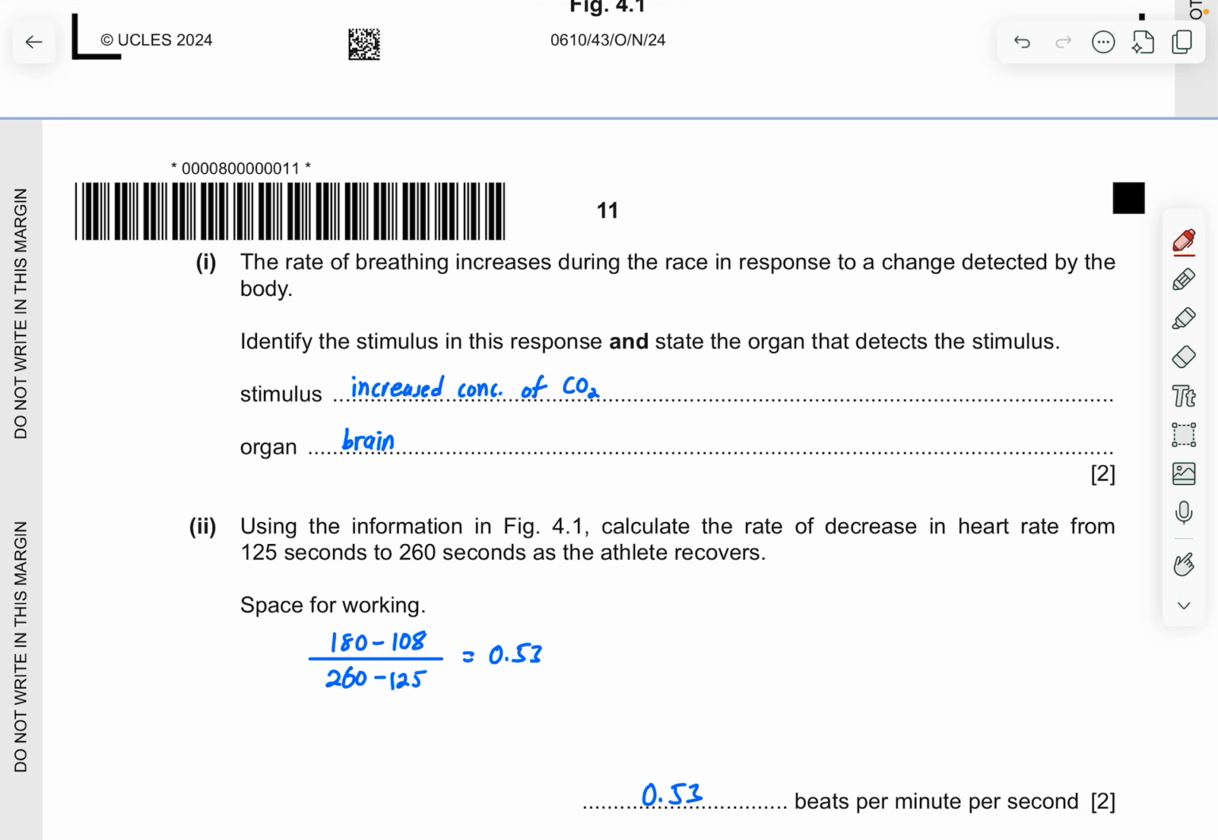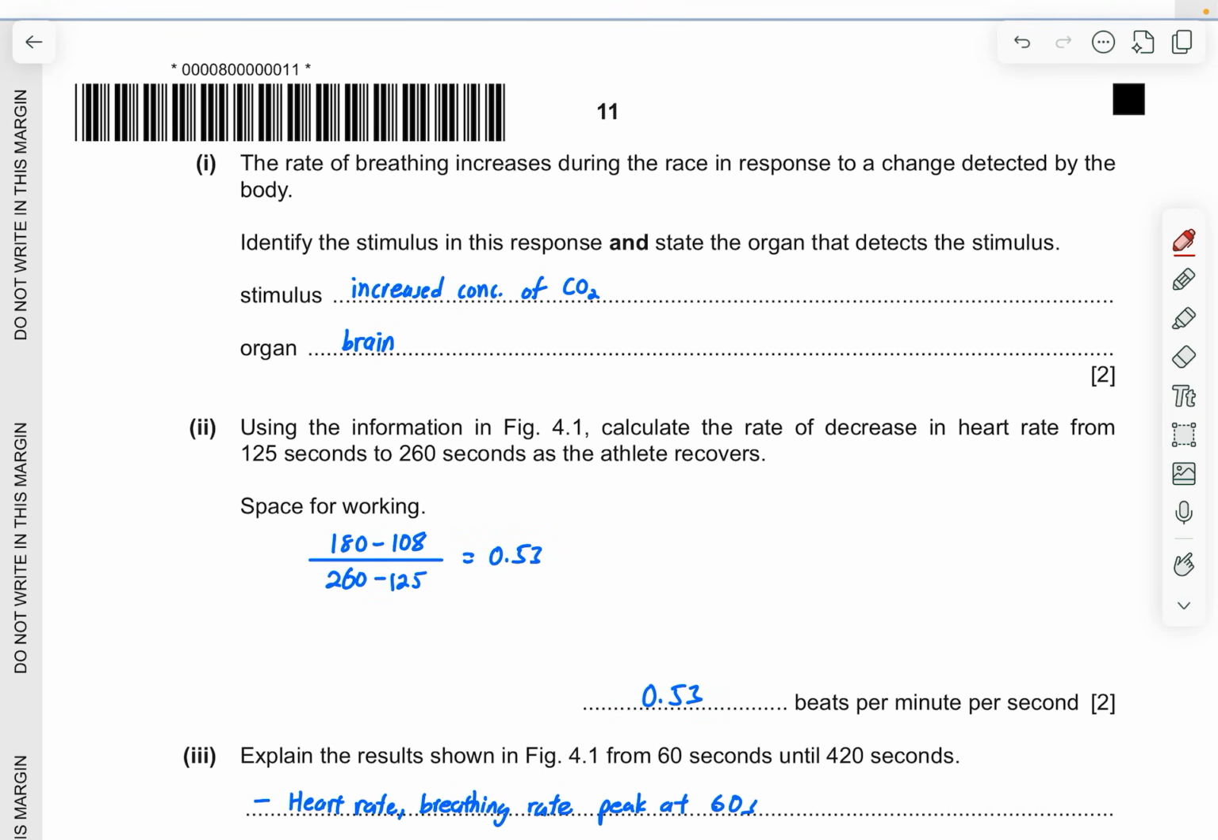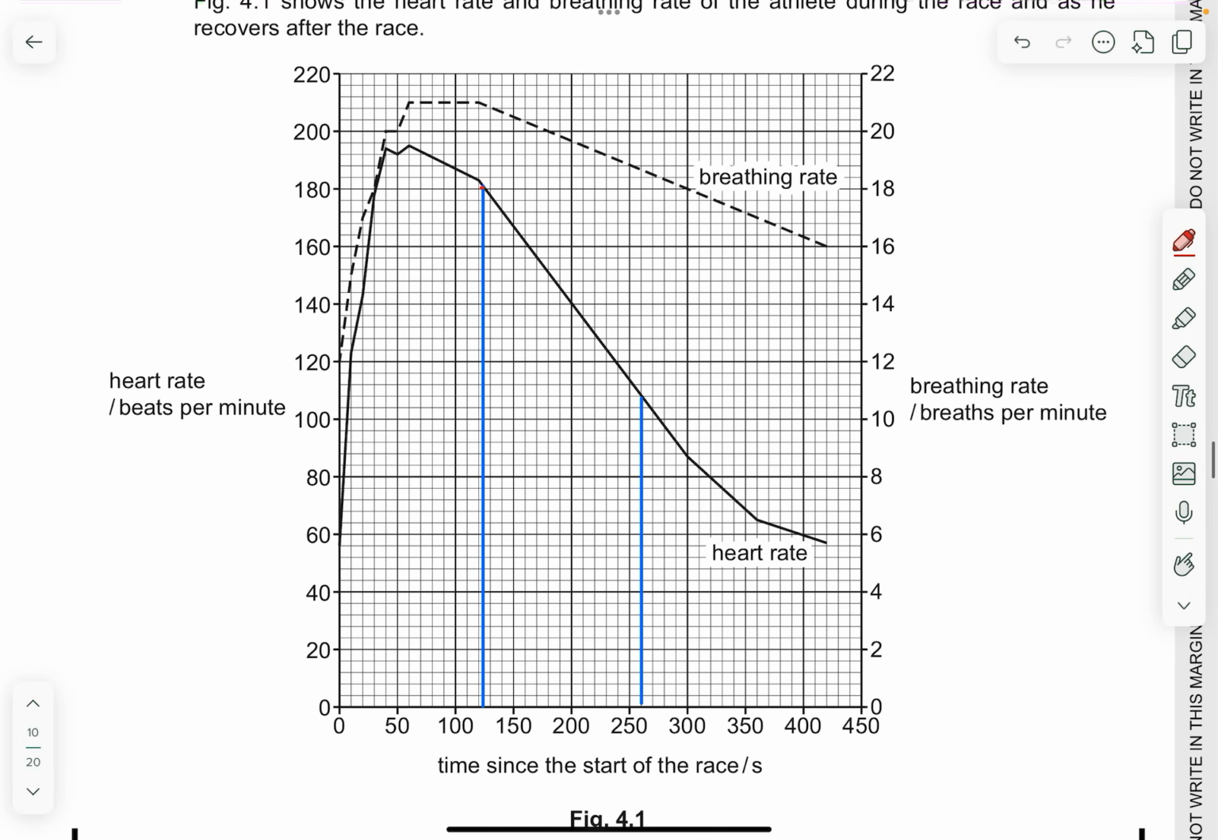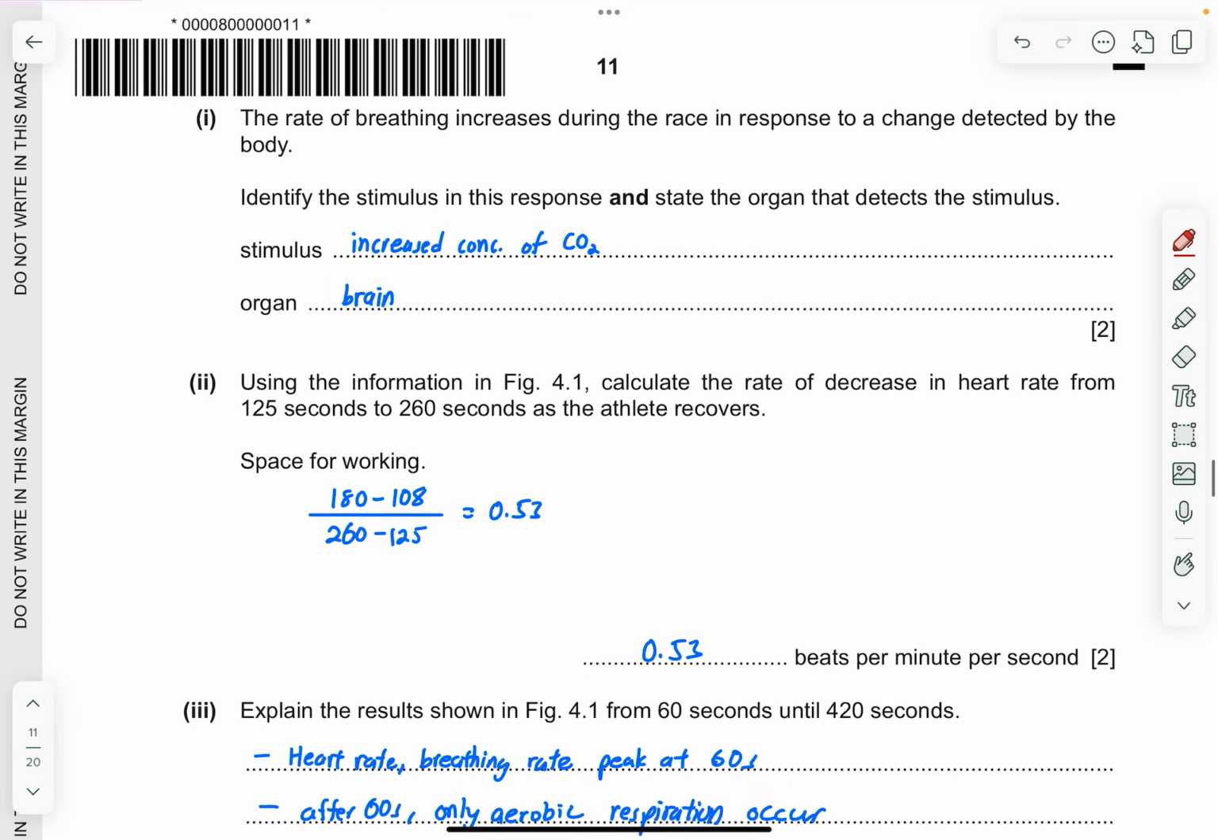So now, part 2. Using the information in figure 4.1, calculate the rate of decrease in heart rate from 125 seconds to 260 seconds as the athlete recovers. So this is much simpler. They're asking you for beats per minute. So you just find the change in beats per minute between the times here, and divide by the time, because they have already shown you that the unit here is beats per minute per second. So as a result, you're going to get 0.53. All right, so just put 0.53 or 0.5. It's okay, no worries.